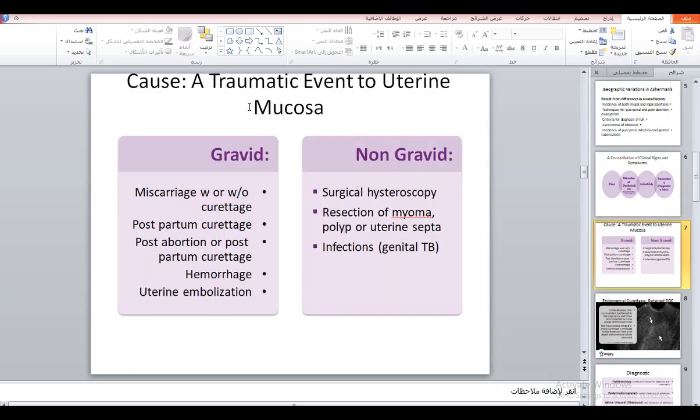Causes: all of the causes are due to traumatic effect on the mucosa, and may be related to a gravid or non-gravid uterus. In the gravid uterus: miscarriage with or without curettage, postpartum or post-abortion curettage, hemorrhage, or uterine embolization. In the non-gravid uterus: surgical hysteroscopy, resection of myoma, polyp or uterine septum, and infection in the form of genital TB.